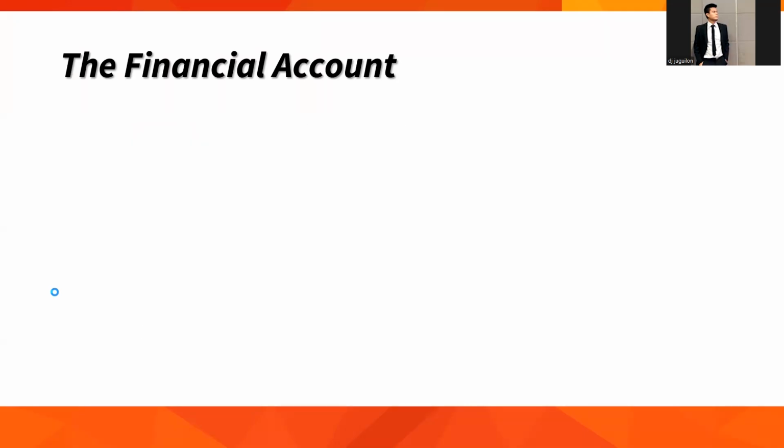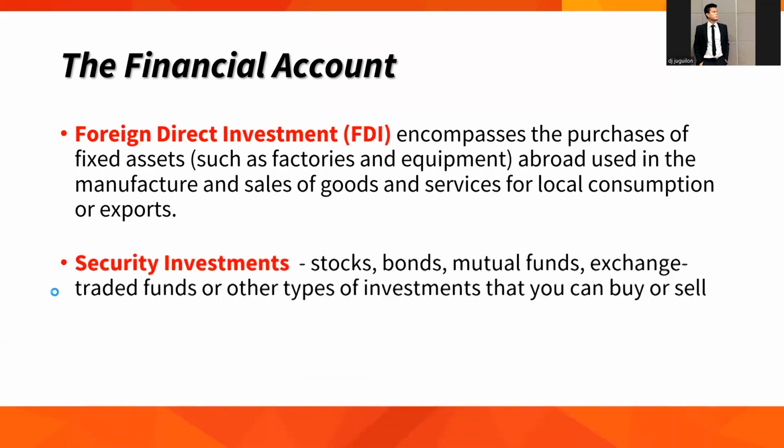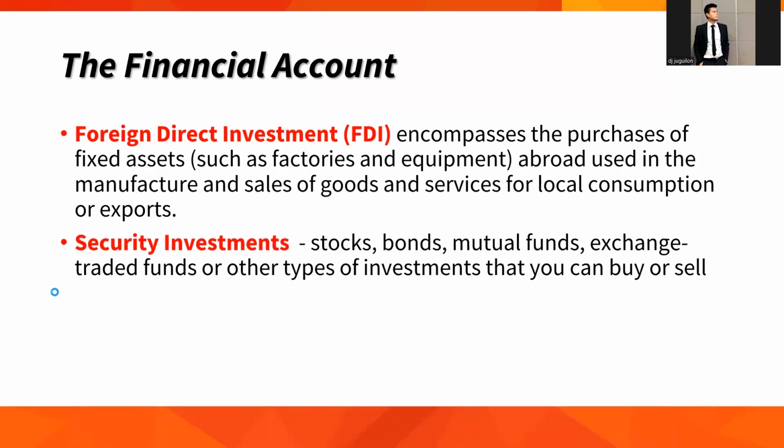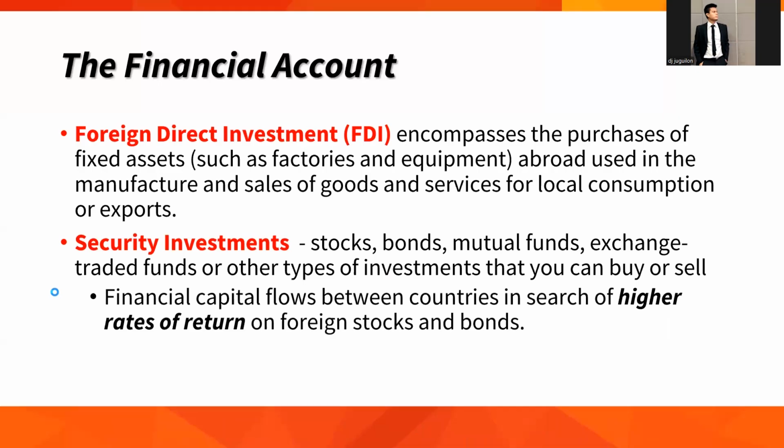Things relating to the financial account are the following. We have FDI or foreign direct investment, which encompasses the purchases of fixed assets such as factories and equipment abroad used in the manufacture and sales of goods and services for local consumption or even for export purposes. Next, we have security investments, which represent stocks, bonds, mutual funds, exchange traded funds, or other types of investments that you can buy or sell. So financial capital flows between countries in search of higher rates of return on foreign stocks and bonds.